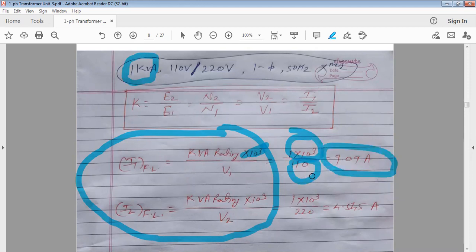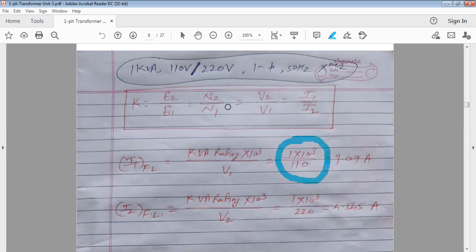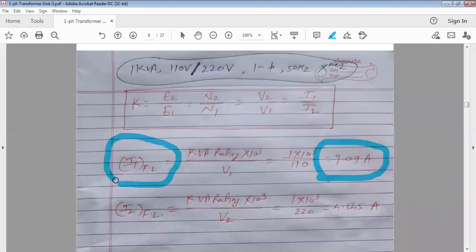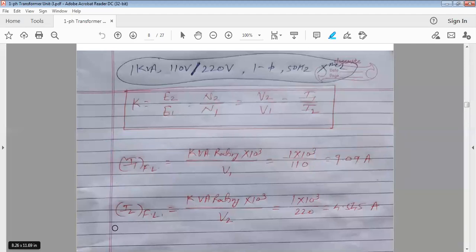But for that, you have to take the kVA rating and the voltage values from the nameplate only. The full load kVA rating, the maximum voltage you can apply across the primary, and the maximum voltage you will get across the secondary. So how much full load current are you getting for this transformer? 9.09 ampere. Correct, 9.09 ampere is the primary side full load current.